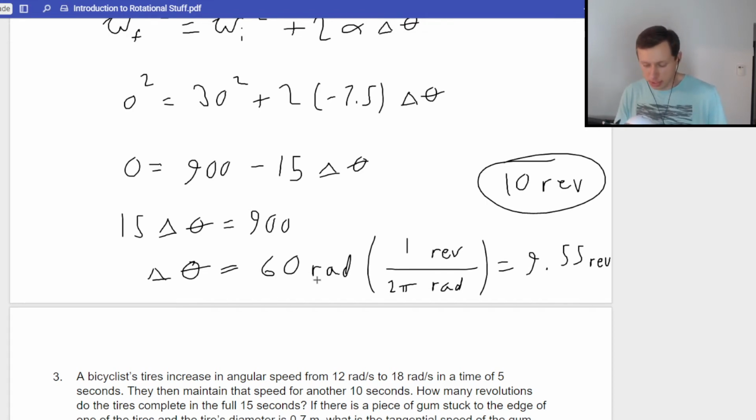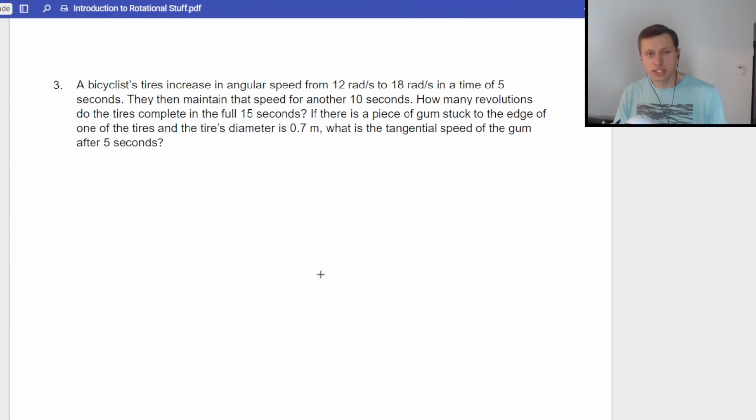Okay, and that's it for number 2. Number 3 is, I'm going to say, significantly more difficult. Let's talk about it. A bicyclist's tires increase in angular speed from 12 radians per second to 18 radians per second in a time of 5 seconds. They then maintain that speed for another 10 seconds. How many revolutions do the tires complete in the full 15 seconds?